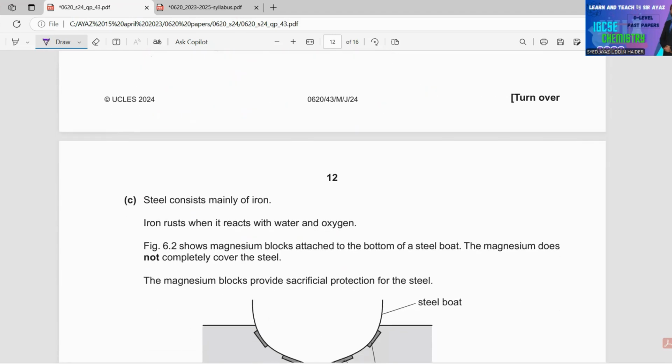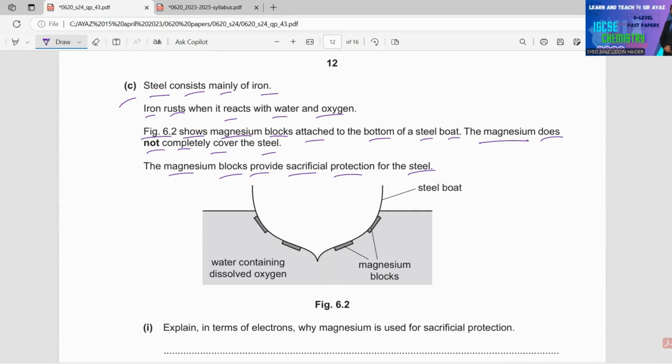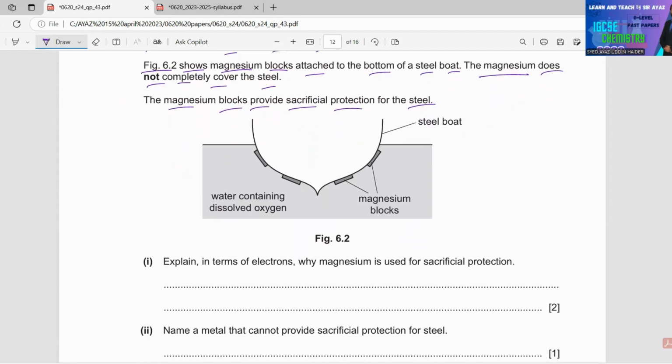Moving to part C. Steel consists mainly of iron. Iron rusts when it reacts with water and oxygen. Figure 6.2 shows magnesium blocks attached to the bottom of a steel boat. The magnesium does not completely cover the steel. The magnesium blocks provide sacrificial protection for the steel. So here's a diagram. We have a steel boat. There are magnesium blocks attached at the bottom, and there's water containing dissolved oxygen. Number 1, explain, in terms of electrons, why magnesium is used for sacrificial protection.